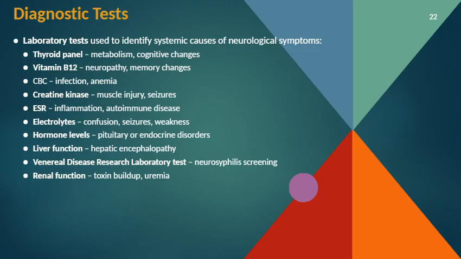Finally, renal function tests check for kidney impairment. Kidneys also remove toxins and regulate electrolytes. Kidney failure can lead to uremic encephalopathy, causing confusion, altered behavior, and neurologic decline.